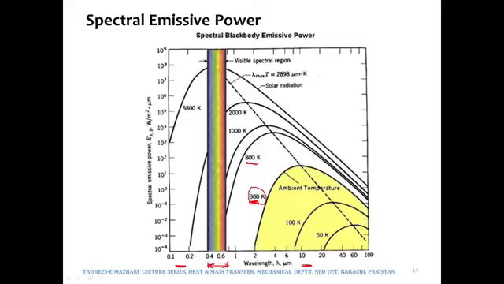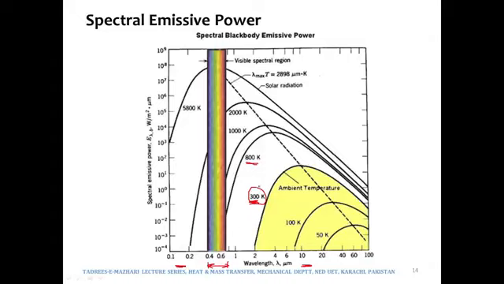But this 2000 Kelvin body is emitting radiation in the ultraviolet band, in the visible band, and in the infrared band as well. So the higher the temperature of the body, the broader would be the spectrum of its emitted radiation. This is what we were discussing in the initial slides.